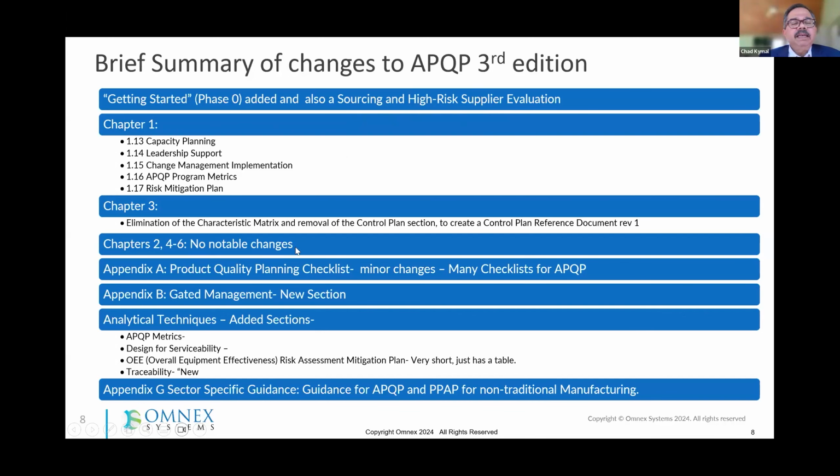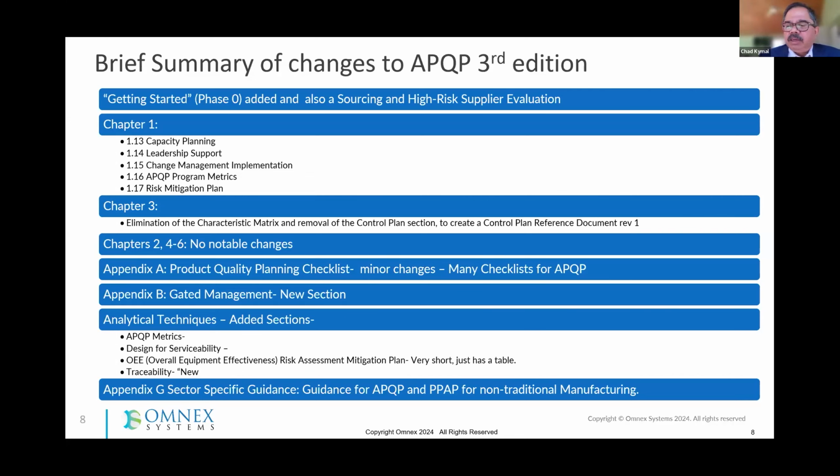All right. So you'll see the inputs and outputs of these phases and no notable changes in this chapter. Then in Appendix A, you see a quality planning checklist. And then you also see many different checklists for APQP coming from this new, updated manual. And then most importantly, there is a gated management, a new section. I'll talk to you about that shortly. And then several different new sections from APQP metrics that goes with the APQP program metrics in 116, chapter 1. And then the idea of OEE, as you all know, it goes with total productive maintenance. And then idea of traceability.